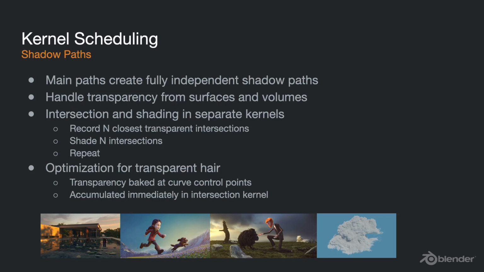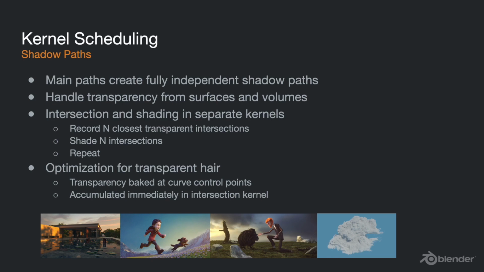The reason we talk about a full shadow path is that we're not just tracing one single shadow ray. We also need to take into account transparency, both from surfaces and from volumes. So we're talking about cutout opacity, for example, for leaves on a tree. For volumes, obviously, they're rarely fully opaque, and we need to compute that.